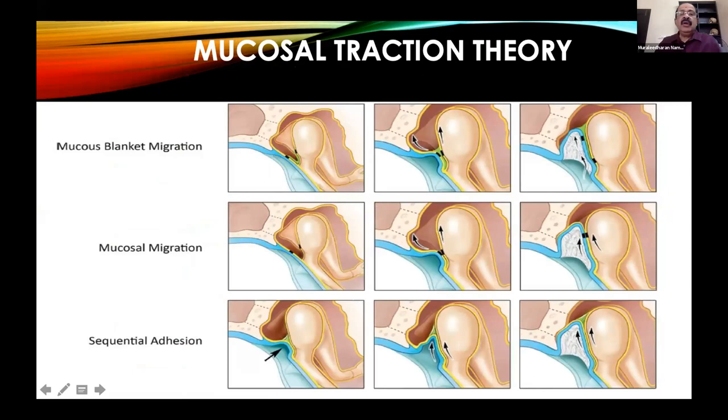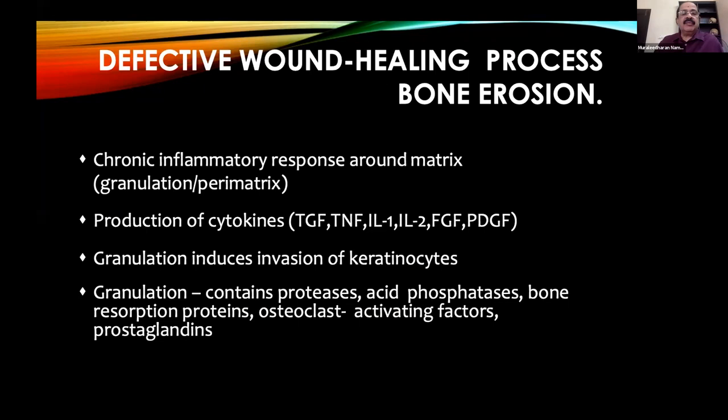What happens is there will be a defective wound healing process, and there will be a chronic inflammatory response around the matrix, that is the perimatrix or the granulation tissue. They produce cytokines. And this granulation tissue then induces invasion of keratinocytes. This granulation contains proteases, acid phosphatase, bone resorption proteins, osteoclastic activating factors, and prostaglandins.